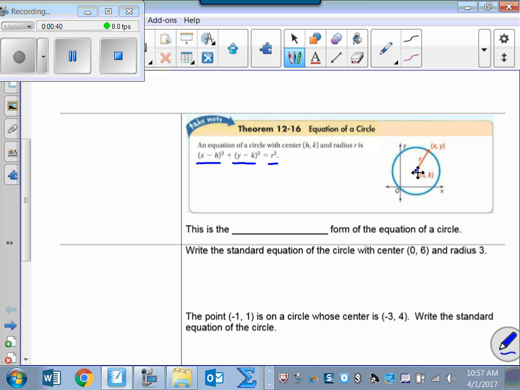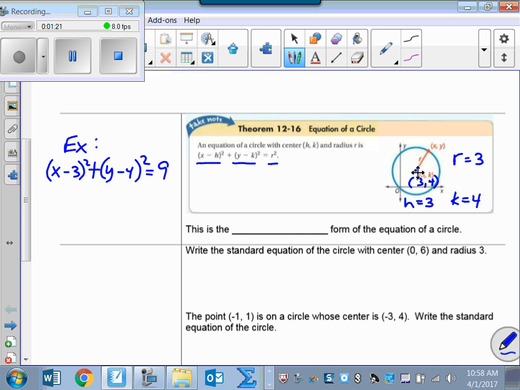So for instance, let's pretend like this circle over here, let's say the center is at (3, 4), and let's say the radius is 3 units long. So for example, the equation for that circle that I've drawn over there would be: h is 3 and k would be 4. So I would have (x minus 3) squared plus (y minus 4) squared equals the radius squared, which would be 9. 3 squared is 9.